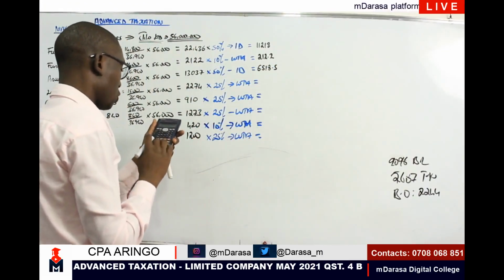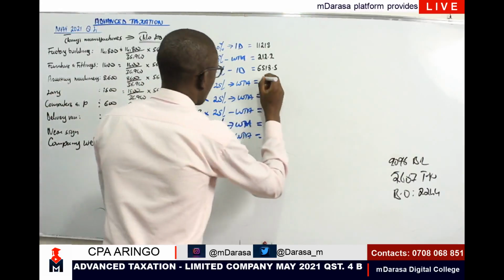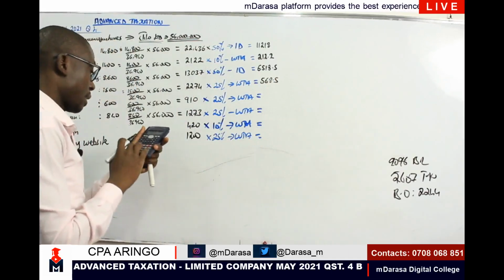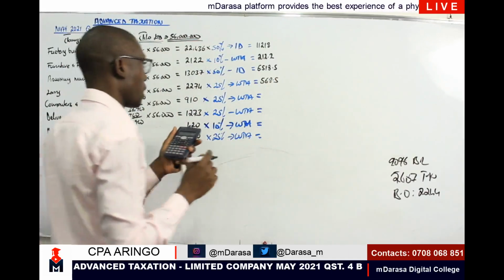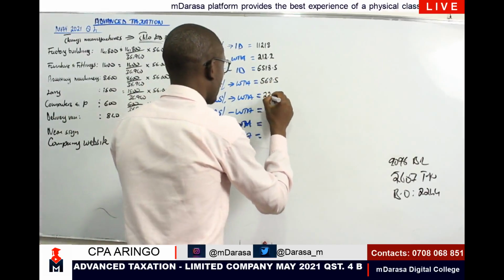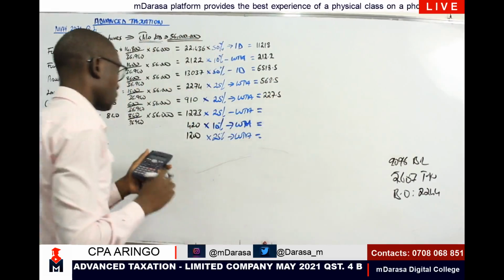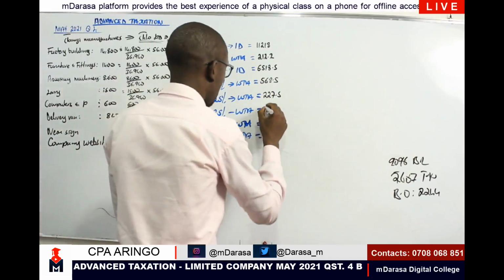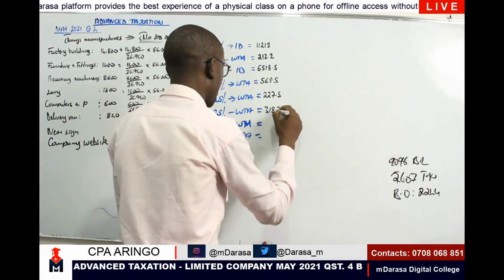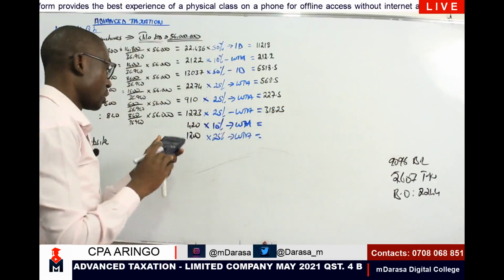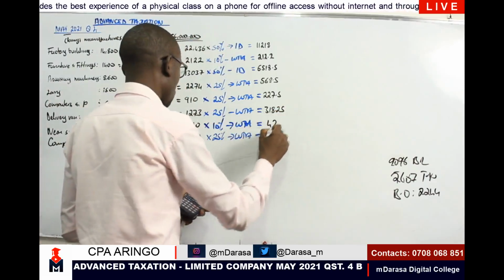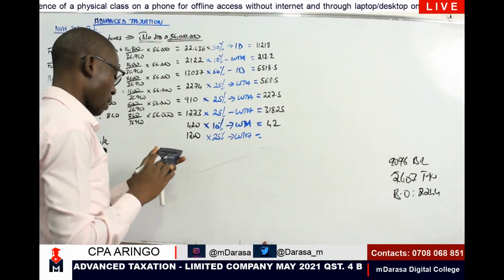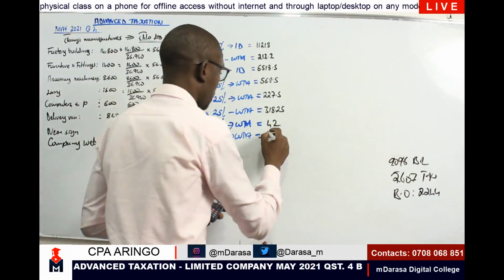2274 by 25%, that should give us 568.5. 910 by 0.5 by 0.25, that should give us 227.5. 1273 by 0.25, that should give us 318.25. For 20, of course, that should give us 42, and the other one, 1200 by 0.25, that should give us 300.